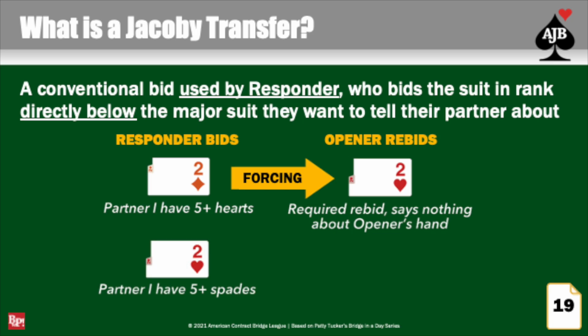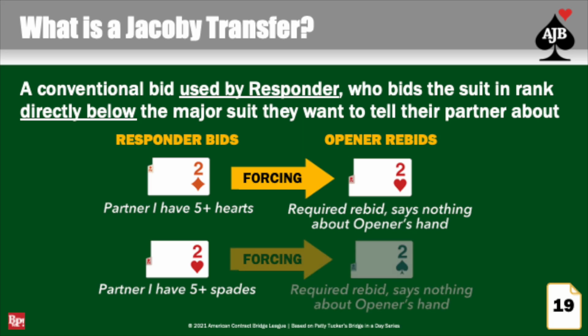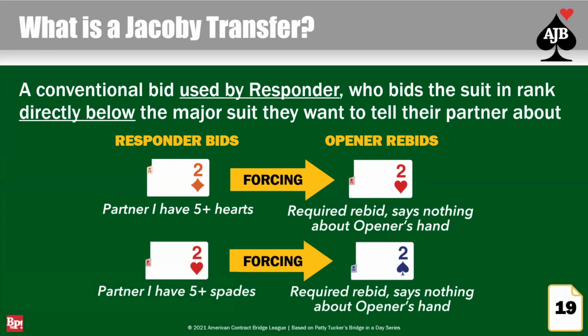And if partner bids 2 hearts, it tells them that they have 5 spades, and that is forcing opener to bid spades. So it's just a little tricky step to force the no trump opener to bid your major suit. Subsequent bids will tell partner more about the length of your major suit and about the strength of your hand.